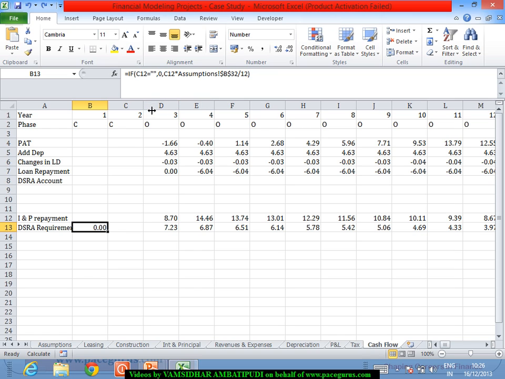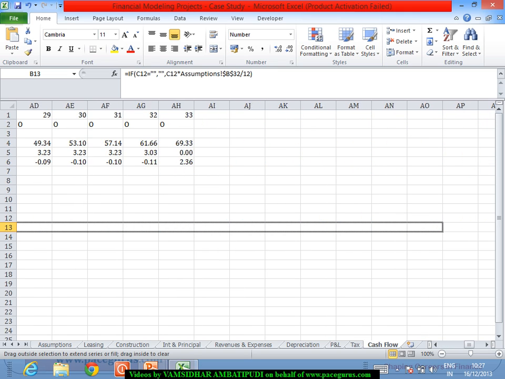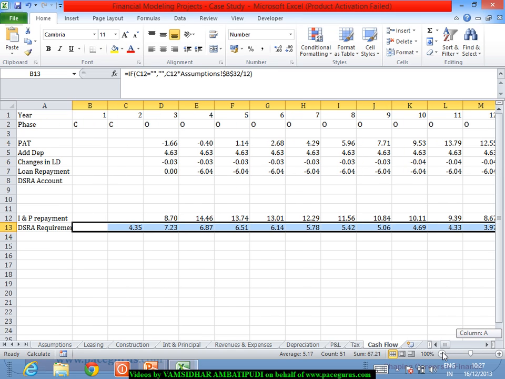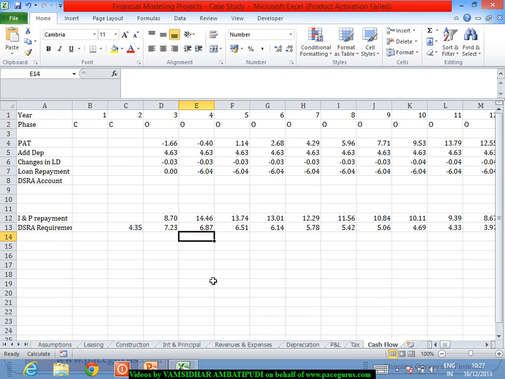If the next one is blank, leave it as blank, otherwise do the multiplication divided by 12. Okay, so let's go with this aspect itself. This is how the DSRA requirement is coming up.